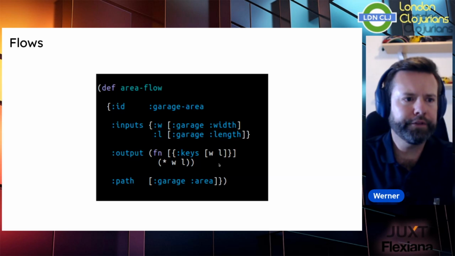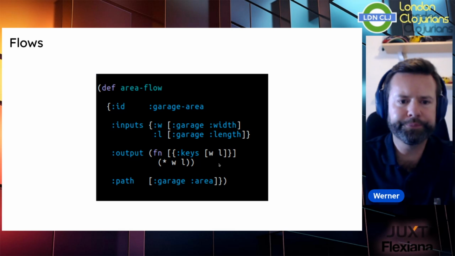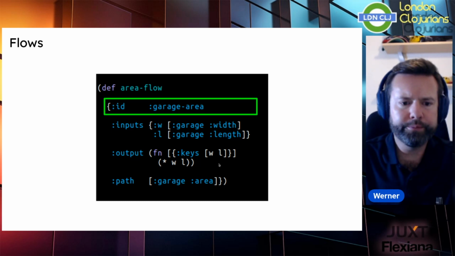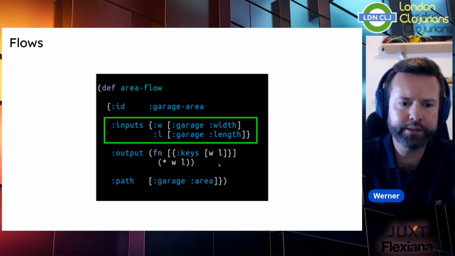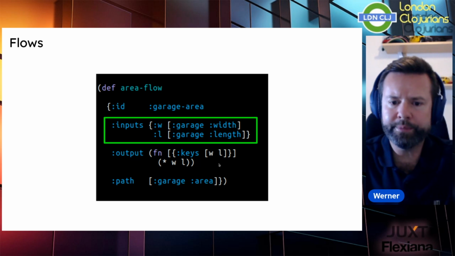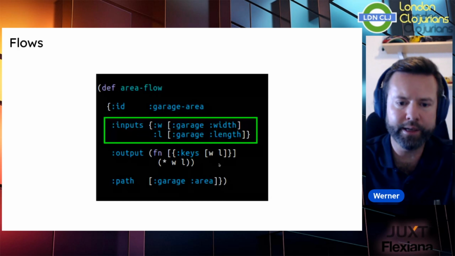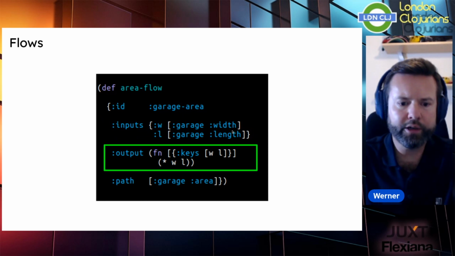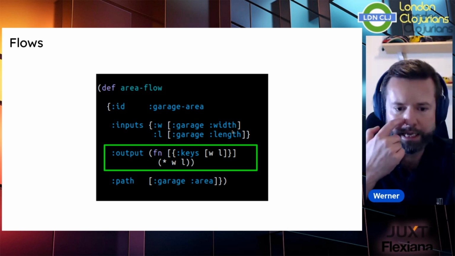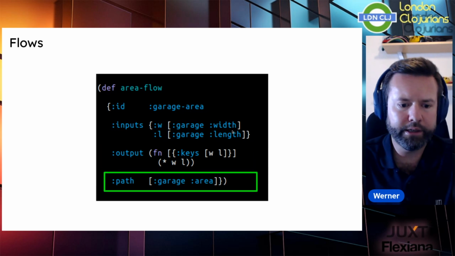So what is a flow? A flow can be defined as a map. In this case, we gave it an ID and we define some inputs. These inputs can be compared with the query path we've seen in subscriptions. It defines a path in our appdb. So in this case, under the garage width path in our appdb. And we define that the result of width and length will be stored in a map under the key W and L in this case. When this flow executes, these inputs will be given to our output function as arguments, and our output function will do the computation necessary to come up with a derived value. And the result of this derived value is stored in the appdb under the path we define here.